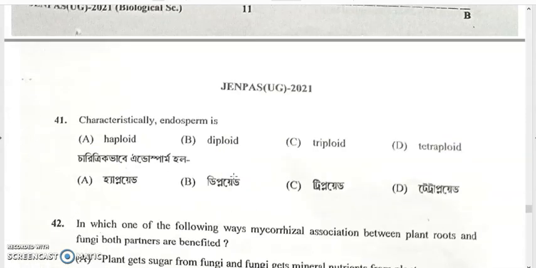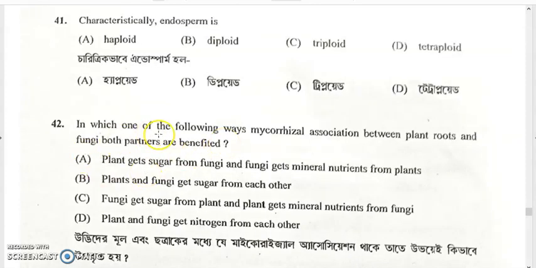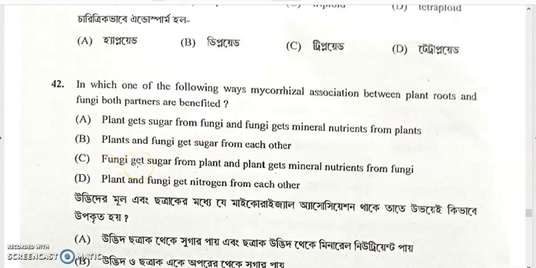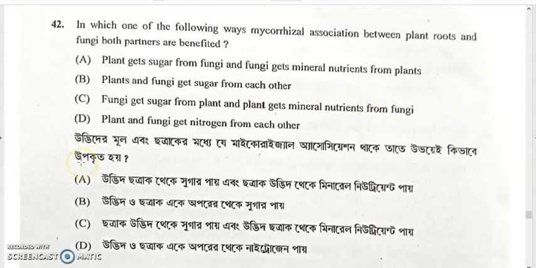Now 41, characteristically endosperm is, we know that endosperm is formed by the polar nuclei and the male gamete, they form triploid endosperm. Endosperm is always triploid. So the 41 answer will be C. Question 42, in which one of the following ways is the mycorrhizal association of plant roots and fungi beneficial to both partners? Fungi get sugar from the plant. The answer will be fungi get sugar from the plant and plants get mineral nutrition from fungi. And the 42 answer will be option C.